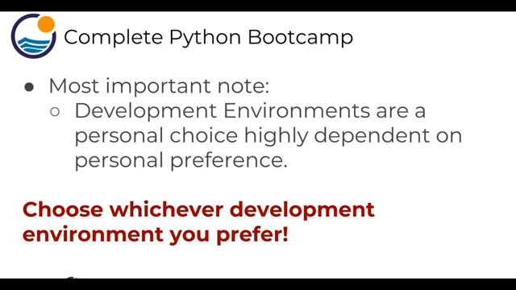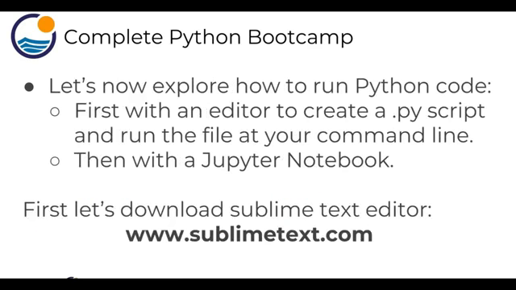We provide the notes as .ipynb files, but you can easily convert them or download them as HTML files or .py scripts, and all the code we show in the videos runs the same regardless of what environment you're using. Okay, so let's now explore how to run Python code. We're first going to start with an editor, so we'll download the Sublime Text Editor, and we'll show you how you can create a simple .py script and run the file at your command line. Then we're going to show how to run the same code with a Jupyter Notebook. So to do all this, we first need to download Sublime Text Editor.